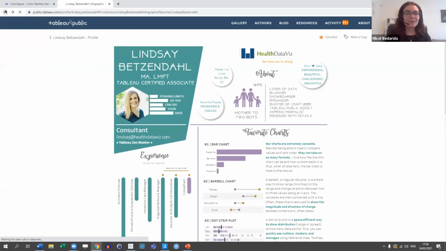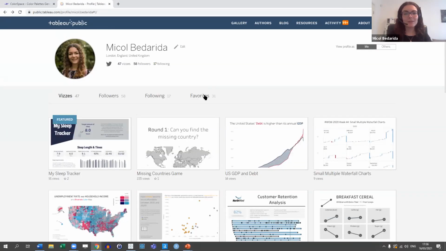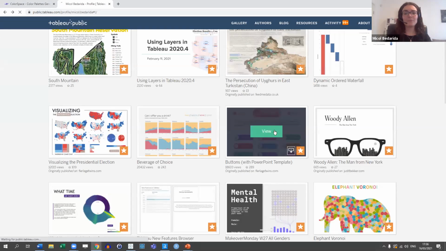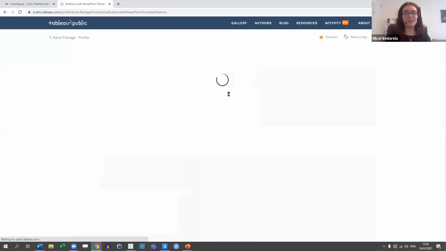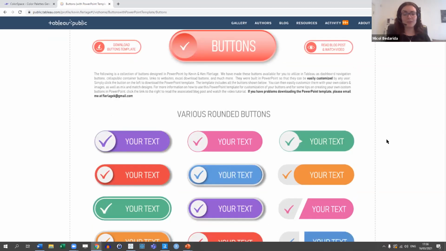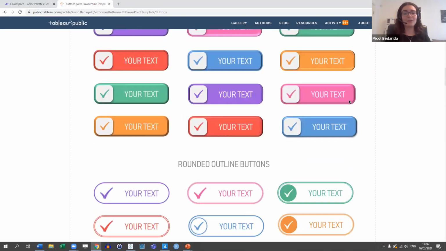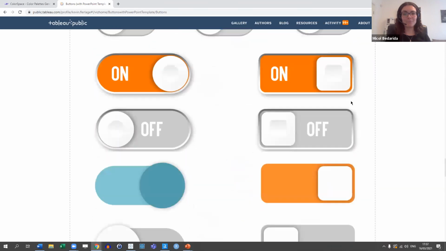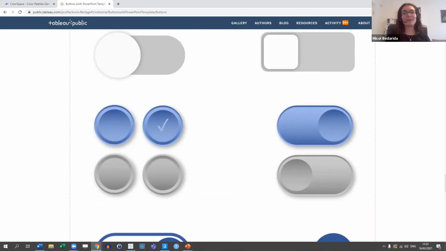If I just go back, another one of my favorite vizzes is Kevin Fleurlage's icon viz. We will include this in the description box when the video goes up. He made this template of different dashboard buttons, which are free to reuse, and you can download them. For my icons, you'll see down here, these are the ones I used. All I had to do is change the color, and they were ready to use, slick looking buttons without much effort going into them. And then one last thing, quickly.